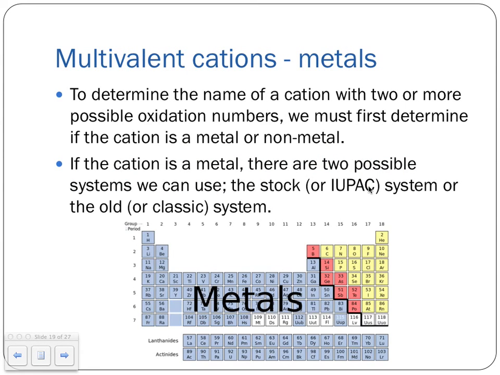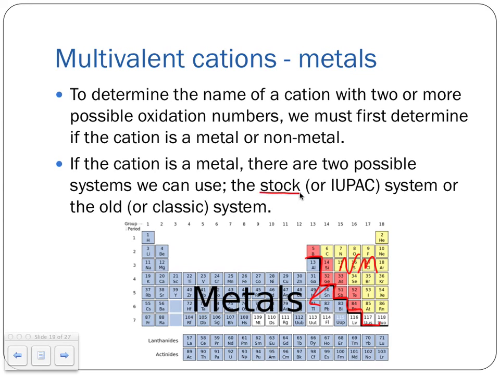So, to determine the name of the cation with two or more possible oxidation numbers, let's first determine if it's a metal or a nonmetal. And so we look at the periodic table. Remember our metal-nonmetal line goes right through here. Elements that are up here are going to be nonmetals. Elements that are on the left and down are going to be metals. Okay? So if the cation is a metal, there are two possible systems we can use.